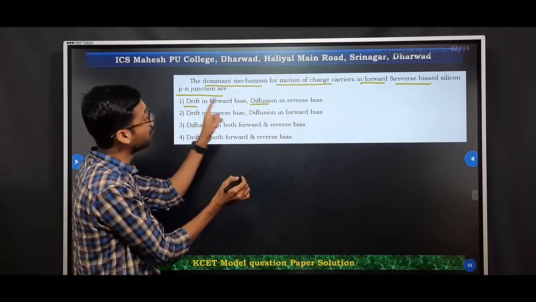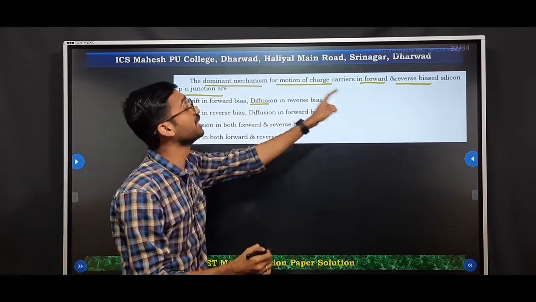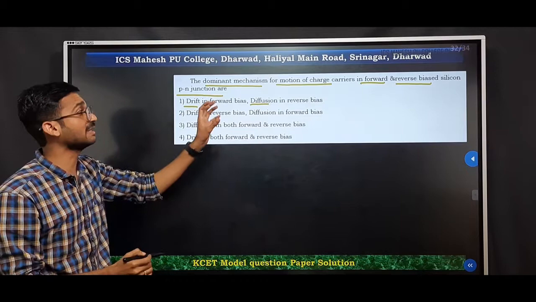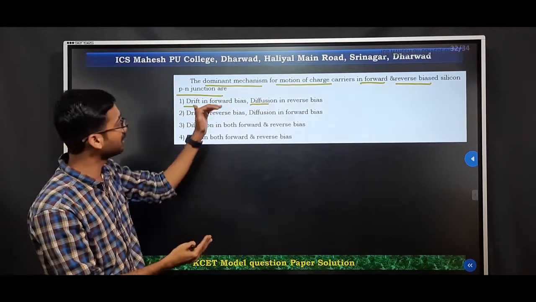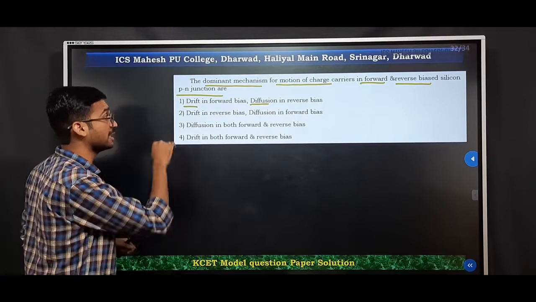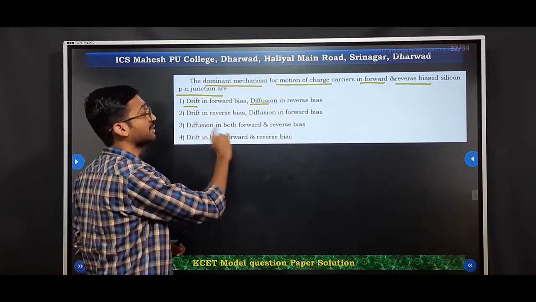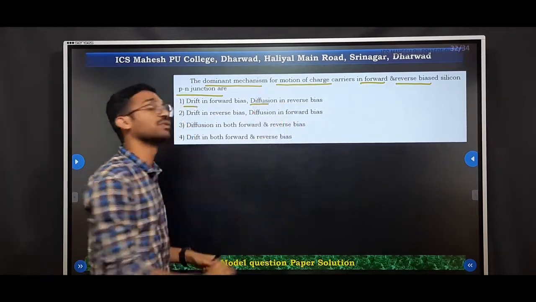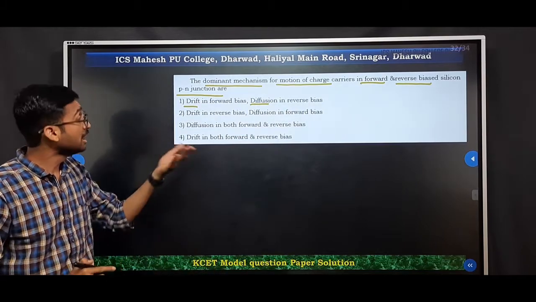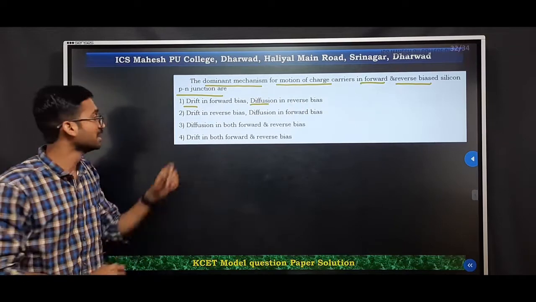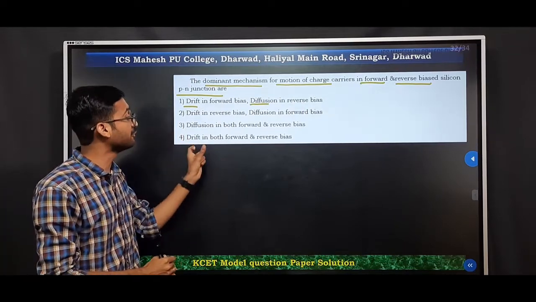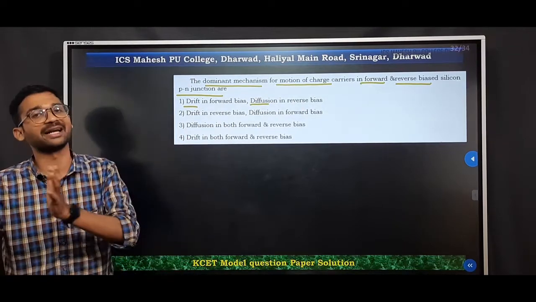Drift is in forward, diffusion is in the reverse bias. Like that, they are explaining which one is dominant in forward and reverse in the first option. Similarly, in the second option, they are telling drift is more in the reverse and diffusion is observed more in the forward. In the third option, diffusion will be observed both in forward and the reverse. But in the fourth option, they are telling drift is observed both in forward and the reverse.